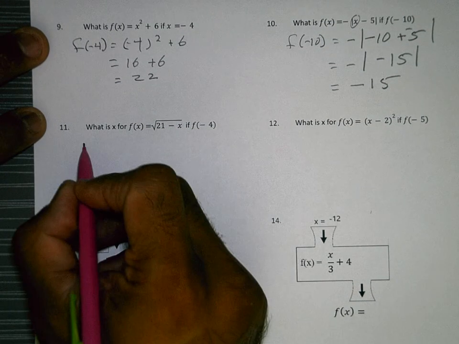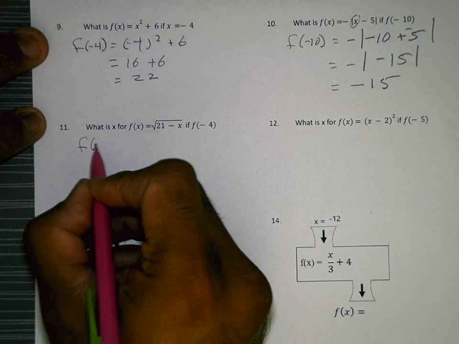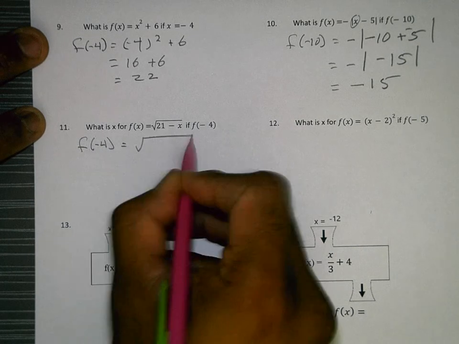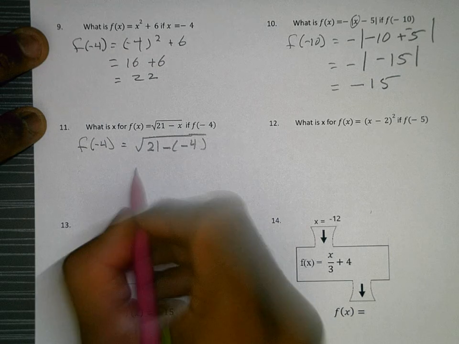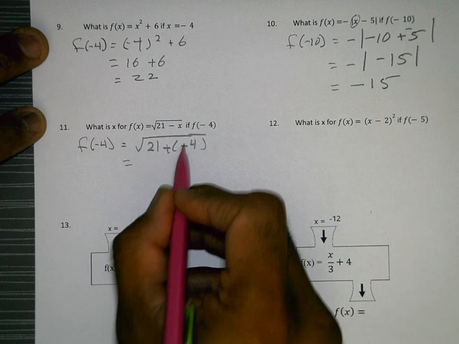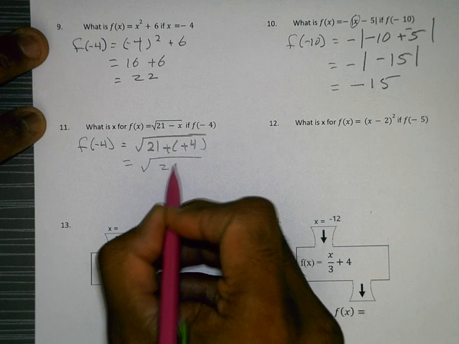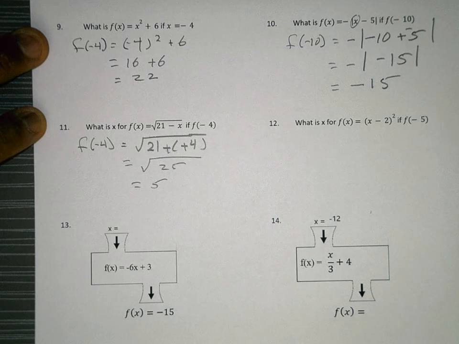Down here, same type of situation, f of negative 4. It's going to be the square root of 21 minus, and then put in your negative 4. So what that's actually going to be is plus and plus. So we get square root of 25, the answer is 5.